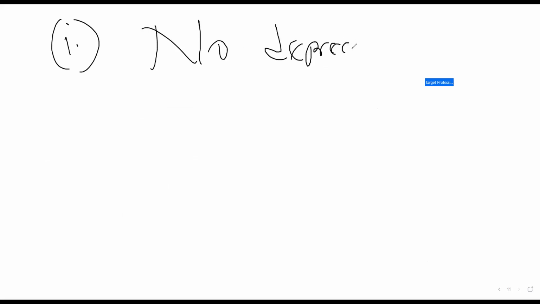First rule, no depreciation. No what? Depreciation. Please, can I see the screen before no depreciation? No depreciation.